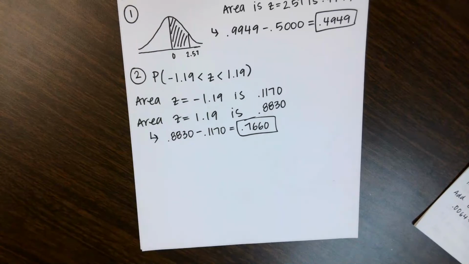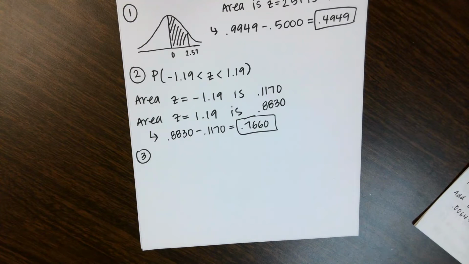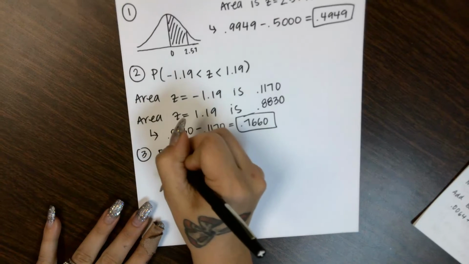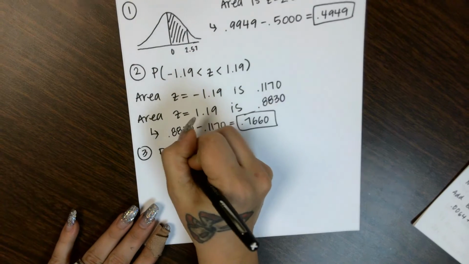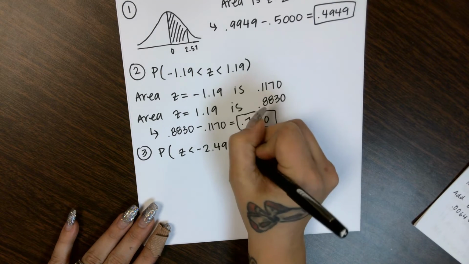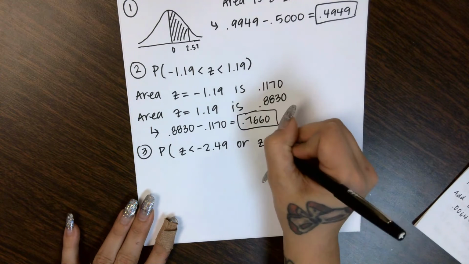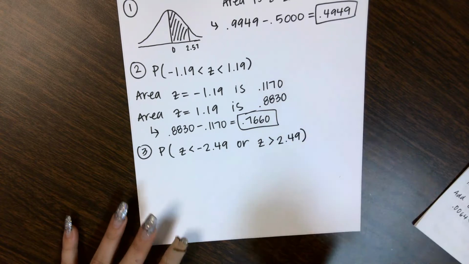Okay, so this is the one I put the asterisk on. And I think there's either 1 or 2 of these, and it is like the very last problem. Probability of, okay, Z is less than negative 2.49 or. You see how that's the difference there, the word or? Z greater than 2.49.